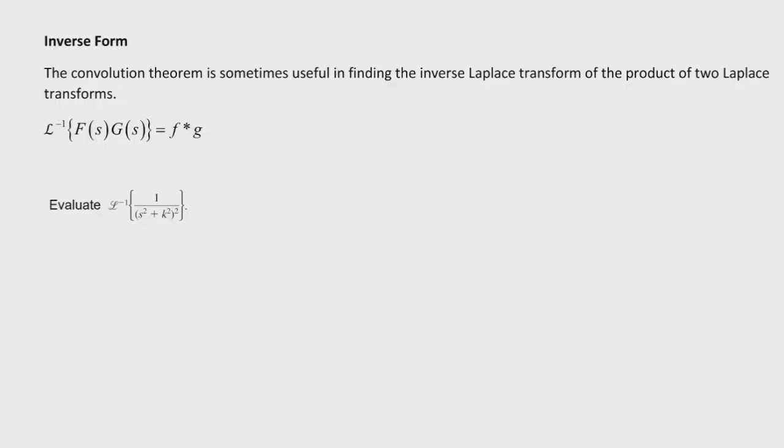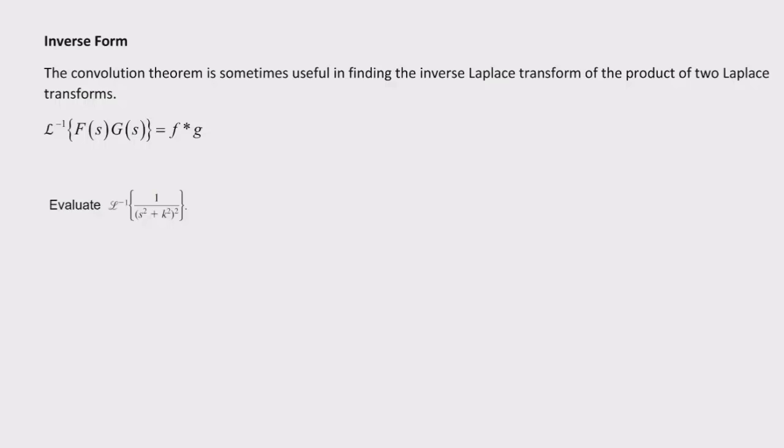And let's go the other direction now. Okay, so I can do the inverse Laplace of a product of two functions, and I can translate that into a convolution of two functions. So in our example here, we're doing inverse Laplace of 1 over s squared plus k squared, squared.